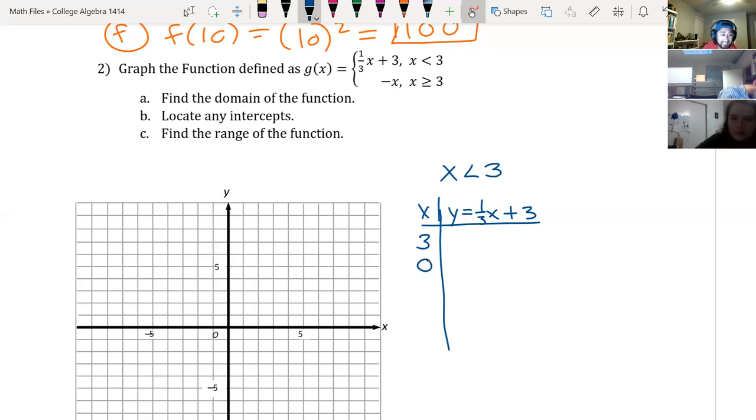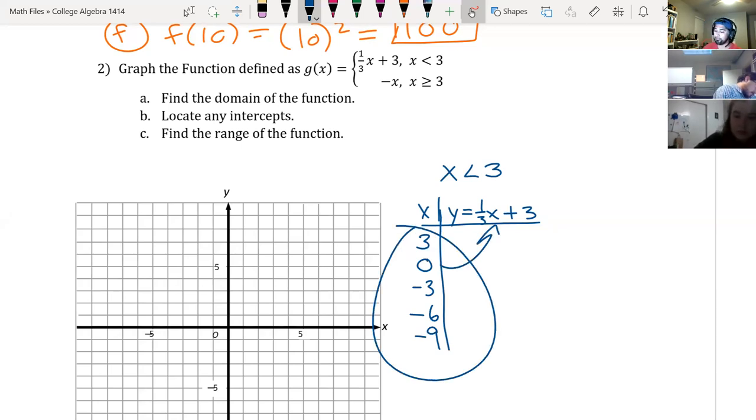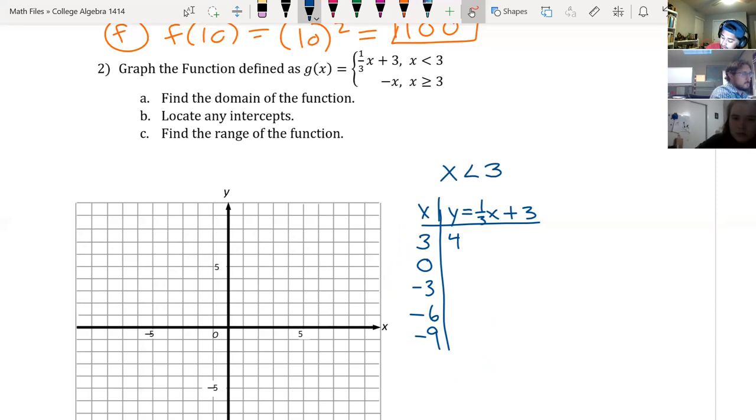Someone also said 0. Perfect. So I got 0, negative 3, negative 6, and we'll stop at negative 9 because that's all that probably fits on this graph. Now take all of these values and plug them into that function for x. And 3 times 1/3 is 1, so I'm going to get 4. 1/3 times 0 is 0, so plus 3, so I'm going to get 3. And then you see the pattern, 4, 3, 2, 1, 0.